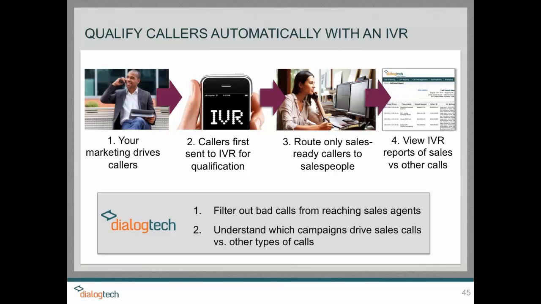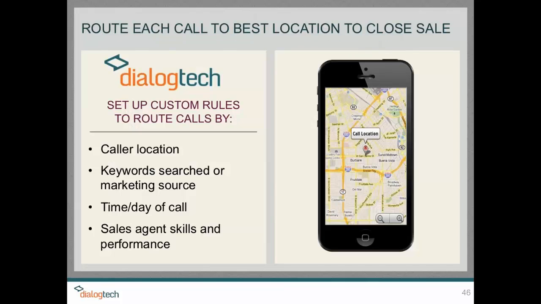But you can then use reporting to show for each campaign, for each keyword, how many sales calls you're generating versus how many other types of calls. And then that can help you do some optimization to stop spending on sources that are driving high levels of non-sales calls. The other technology you can use is called call routing.